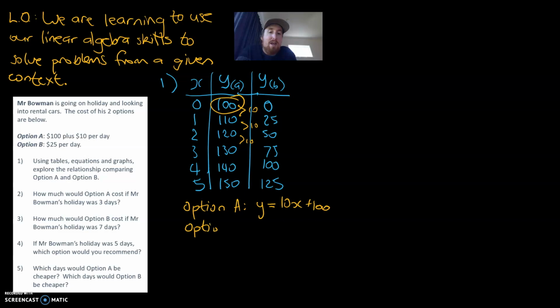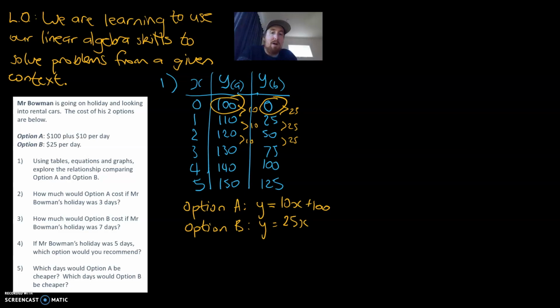And then option B, adopting a similar approach. y is equal to, so let's have a look at the gradient. Well, that's 25, 25, and 25. So we've done enough to identify a pattern. So that's going up 25. And the initial value at 0 is 0. So there will be no plus 0 at the end. We're just going to ignore that. And those would be our equations.